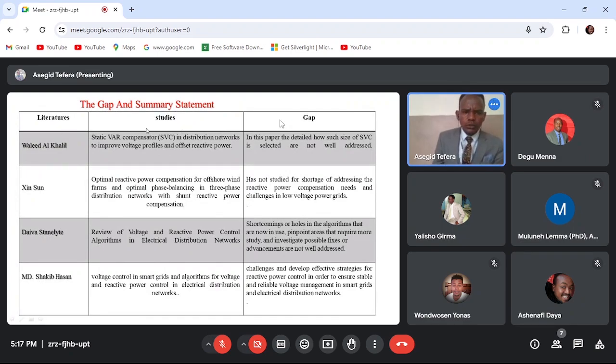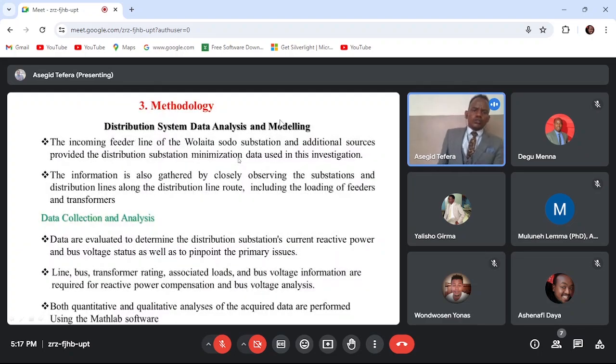So we use these to do our thesis. We combine these four main studies. These are already existing studies. Their gaps are what we select or detail in our work. So also the main part of our study is the methodology.